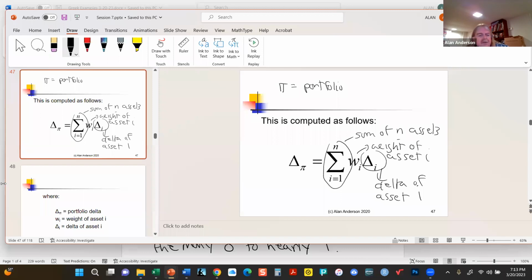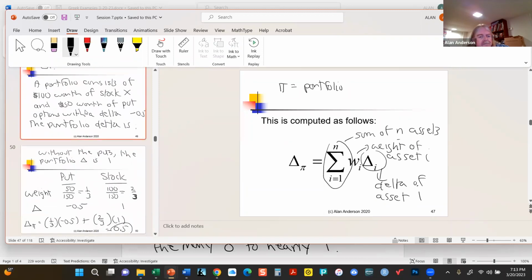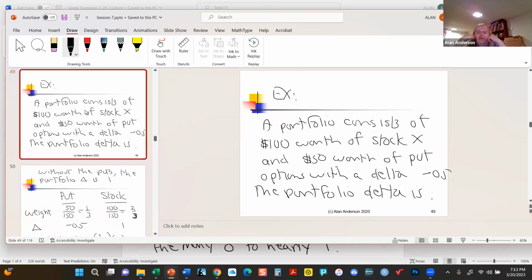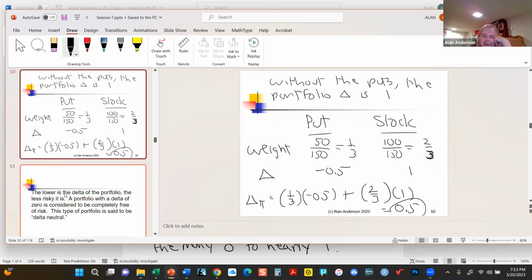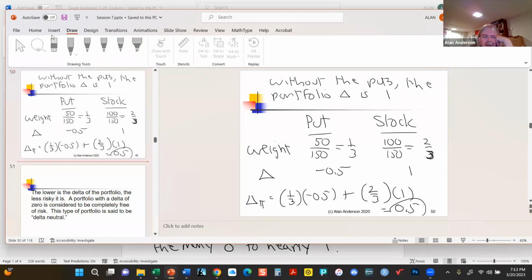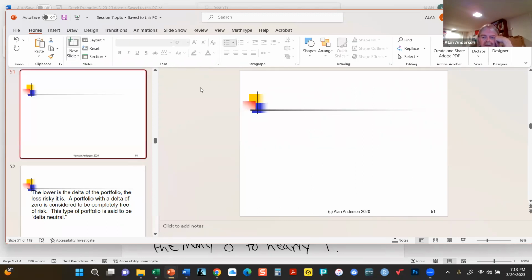I think I have a simple example in here. Oh, here it is. So we have $100 worth of stock X and $50 worth of puts. Their delta is -0.5. So what this means then, the stock has a delta of 1, and the, let's see, I think I'd like to expand on this a little. It needs a little more detail.